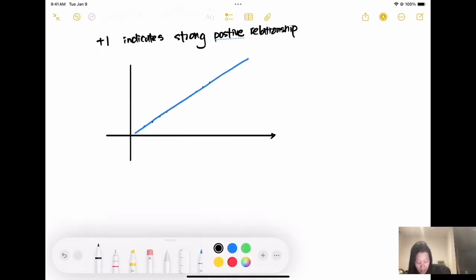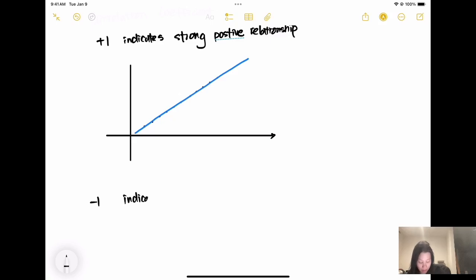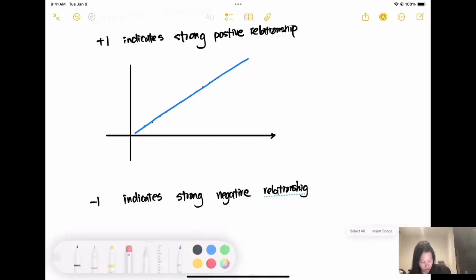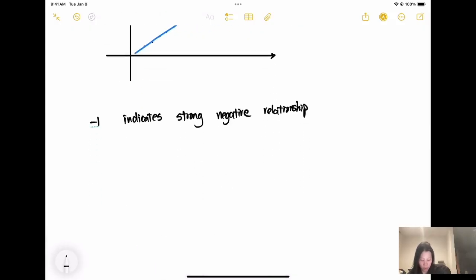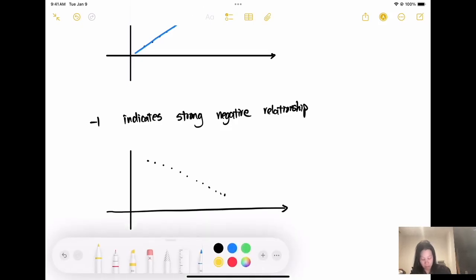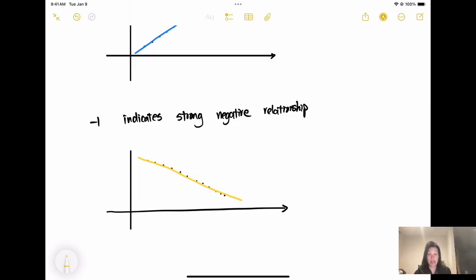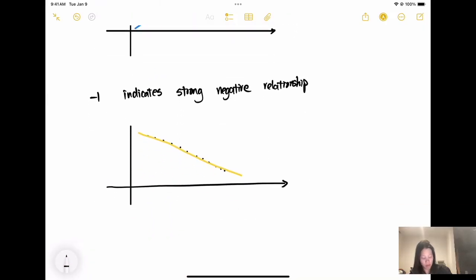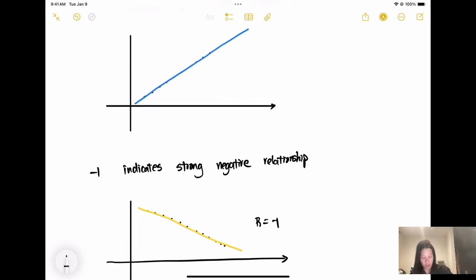On the other hand, a negative 1 indicates a strong negative relationship. Oh, that should be a P, not a G. The graph might look this way. You can see the points almost perfectly aligned to become a trend line that fits all of the data. For the correlation coefficient, we use the letter R. I forgot to mention that, sorry. So this R is going to equal -1, and from the upper example, R is going to equal 1.